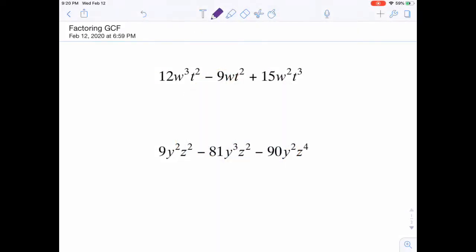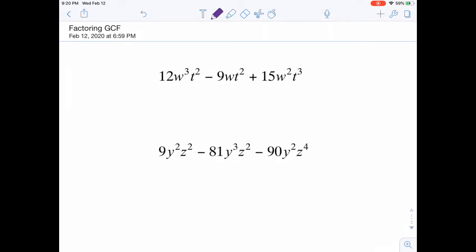So today we're going to look at factoring by taking out a greatest common factor, or GCF. My two examples here, the first one: 12w to the third t squared minus 9w squared plus 15w squared t cubed. When I find a GCF, what I'm looking for is the greatest common factor. We're looking for numbers that multiply in or go into my coefficients here.